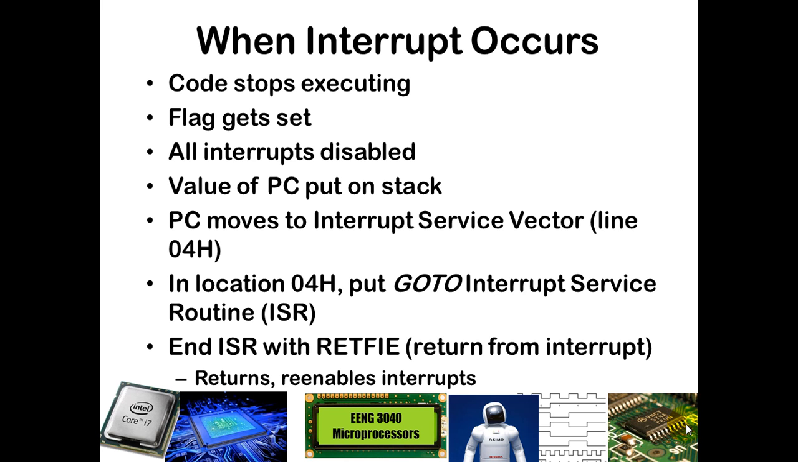There's a flag that gets set, and this flag is very important because you go to the same location in code. The interrupt service vector is located at memory location 4 no matter which kind of interrupt you have. But the flags get set to tell us which type of interrupt has occurred.